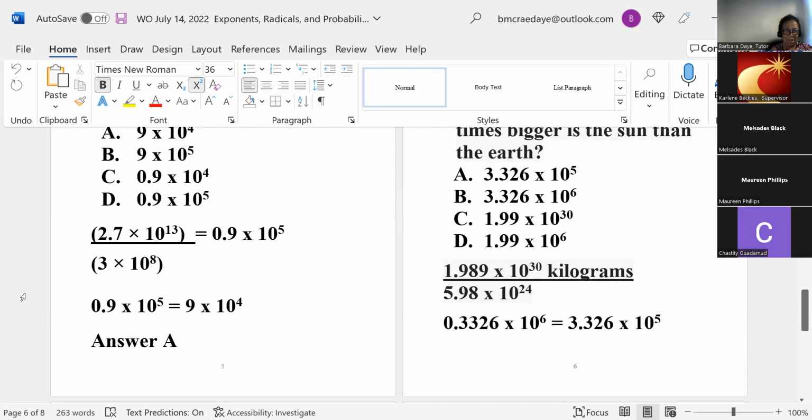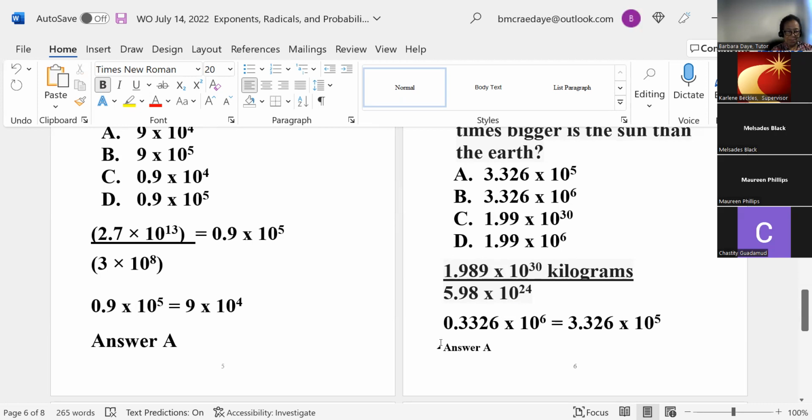Mercedes, you divided it. You got 0.3326. So now you know it's got to be A or B, right? But this 0.33 is not between 1 and 10. So you increase it, move it one place, becomes 3.326. And remember, I say you increase the first number, you decrease the power by the same number of places you move the decimal point. Move it one place, decrease 6 to 5, and your answer is what, Mercedes? 3.326 times 10 to the 5th power. Is that A, B, C, or D? A.